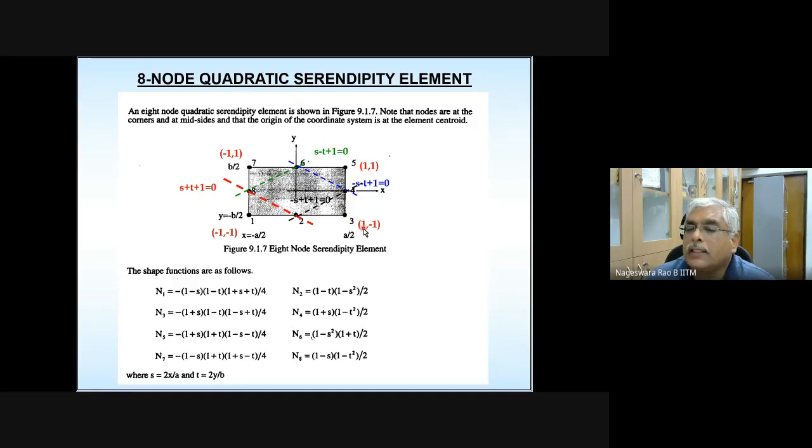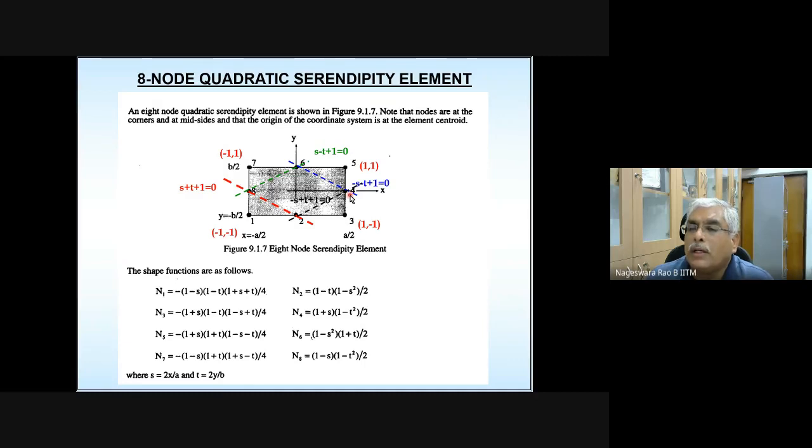You can see here s is equal to 1 at any point along this line. So s is equal to 1 is the equation of that line, or it can also be written as s minus 1 is equal to 0. The equation of this line is s minus 1 is equal to 0. Please make a note of it.